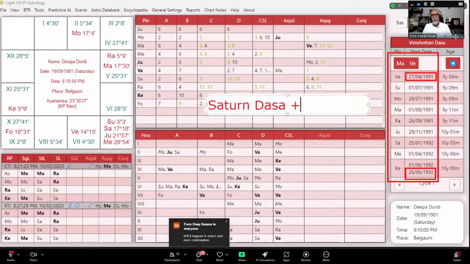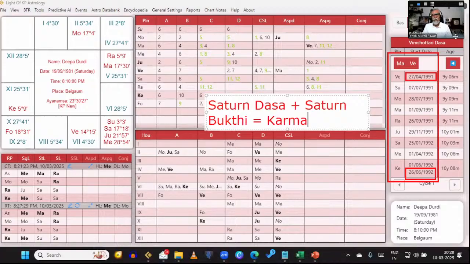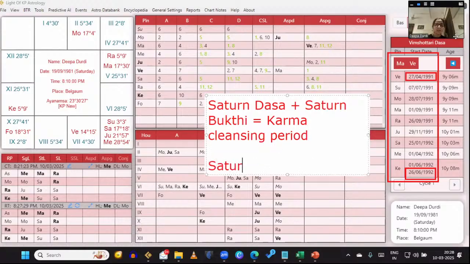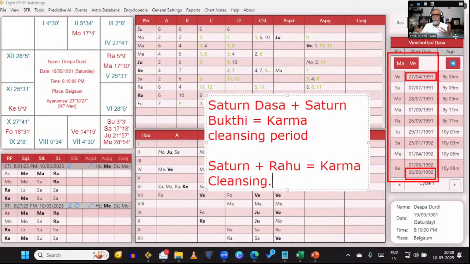So Saturn Dasa, Saturn Bhukti will be a karma cleansing period. Similarly, Rahu will be karma cleansing. Always and always, this is a difficult period. You'll have to accept that this will be a difficult period. Okay. Slow down. This period will be very slow. Nothing will go your way, particularly for the first 2 years. Then things will improve. This will be a dull, slow period.